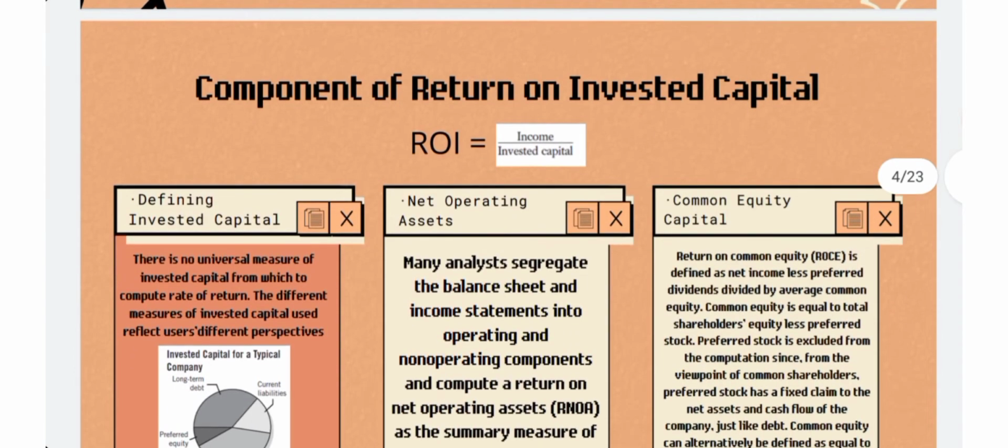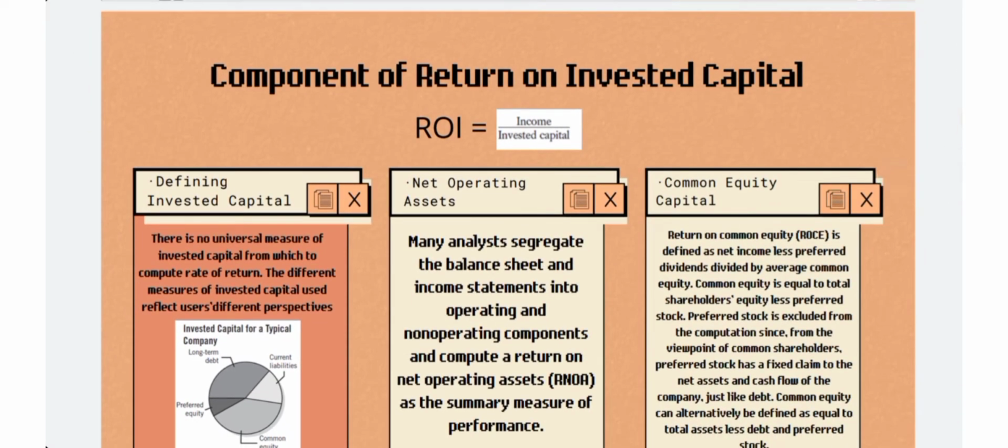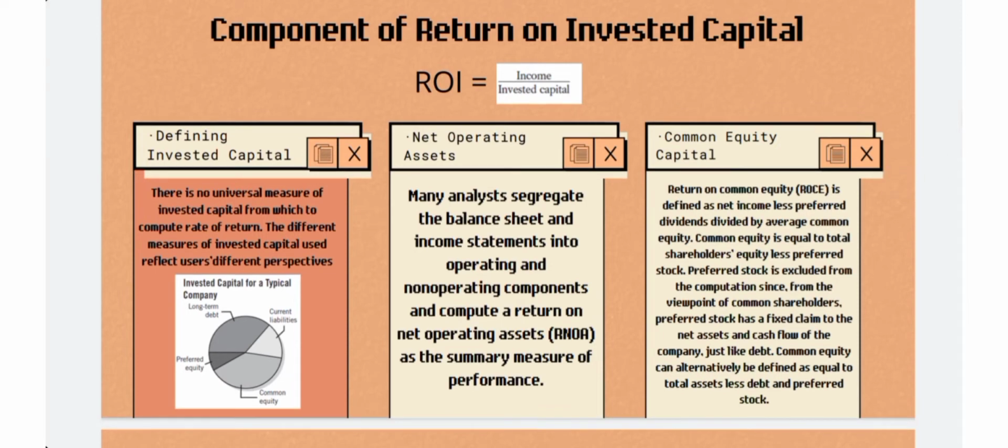This is the component of return on invested capital. If we want to calculate the return on invested capital, the general formula of ROI is income divided by invested capital. This is the indicator of the formula. First, we need to determine invested capital. There is no universal measure of invested capital from which to compute rates of return. The different measures of invested capital used reflect users' different perspectives.